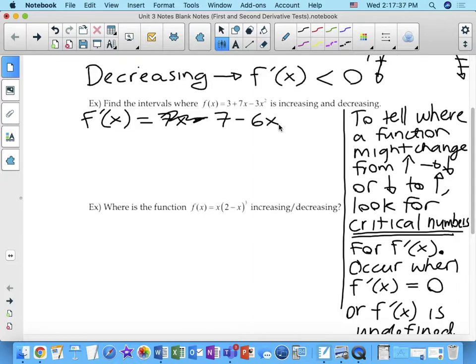Now, for the critical numbers, in this case f prime of x is continuous everywhere. It's not discontinuous anywhere. It's a linear function. So the critical number is going to occur when f prime of x equals 0.